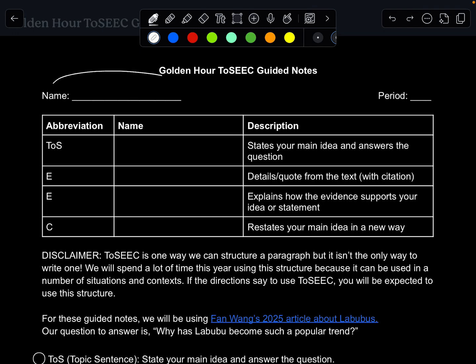First off, make sure that you have written your name at the top. That is your name, not my name, right? Your name at the top. Amazing. And then, of course, your period.